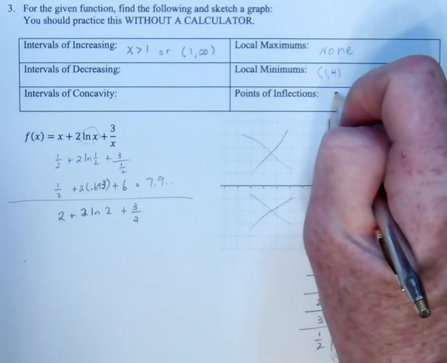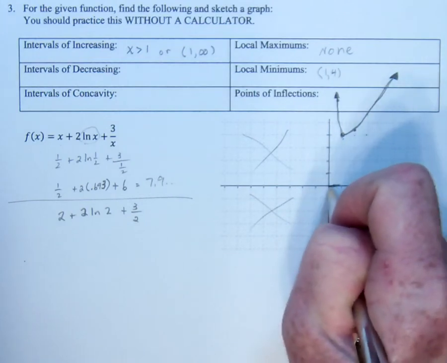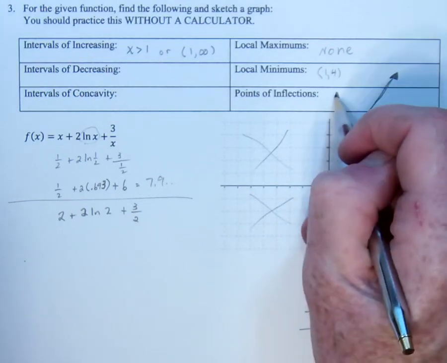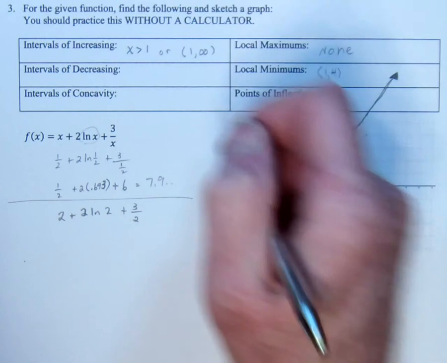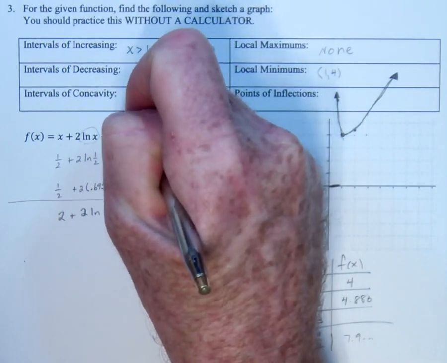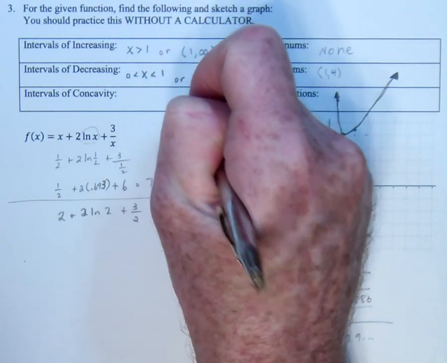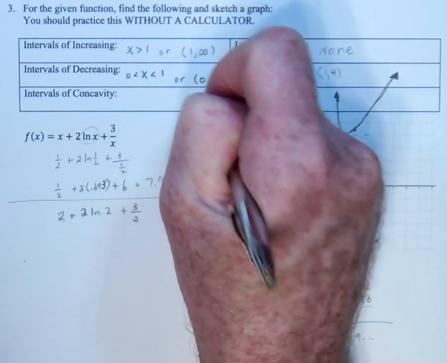And for decreasing, that's this part. It's going down, going down. So that's only when it's in here. Between 0 and 1, it's going down. So decreasing, you could say it's between 0 and 1, or you could write it in interval notation from 0 to 1.